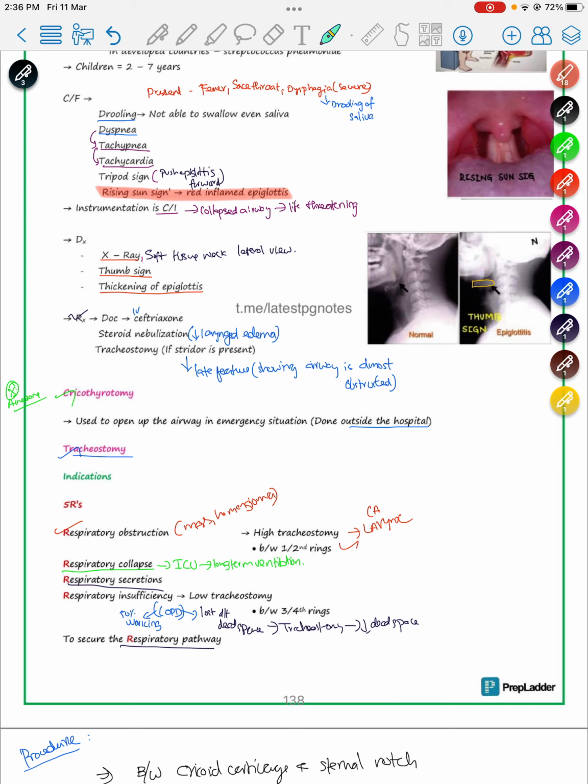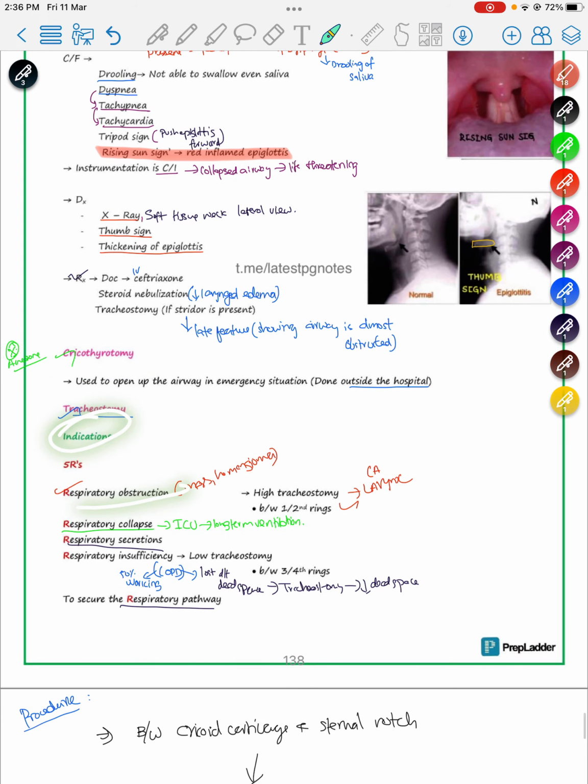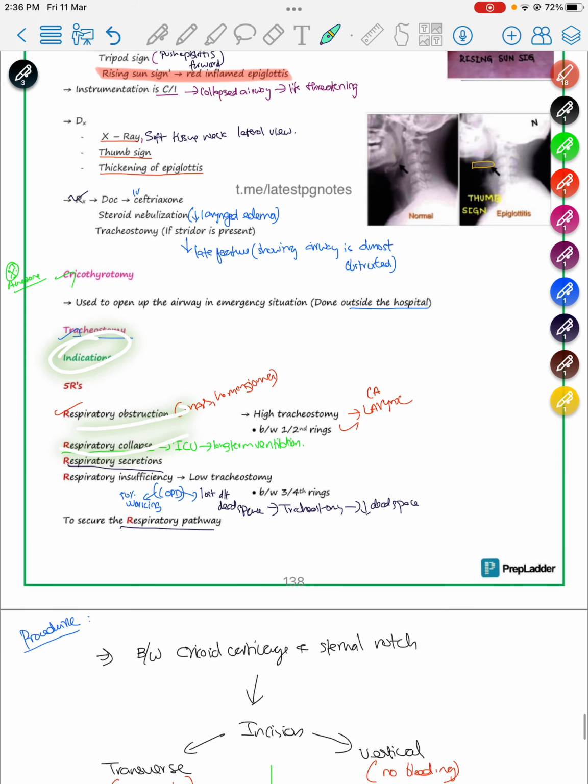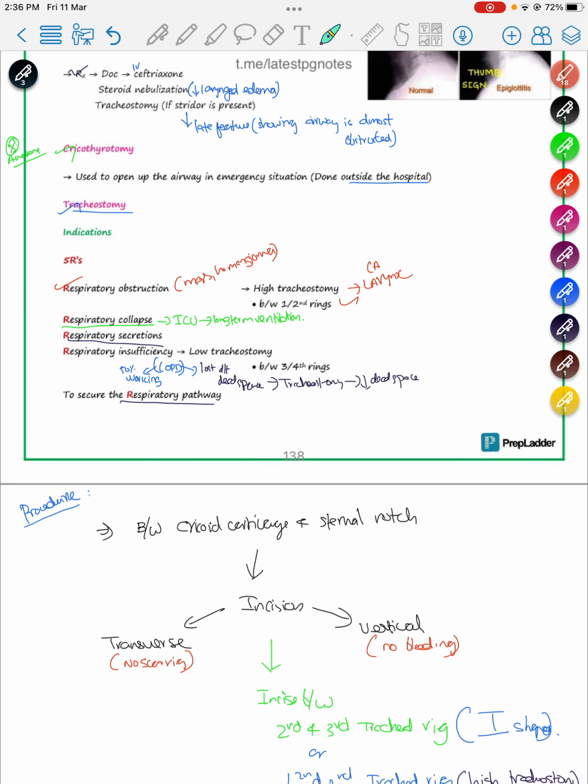Then tracheostomy, its indication is very important. If there is respiratory obstruction, respiratory collapse, respiratory secretions and respiratory insufficiency, to secure the respiratory pathway. So it's the 5 R's. What are those 5 R's? Respiratory obstruction, respiratory secretions, respiratory collapse, respiratory insufficiency, and obstruction.